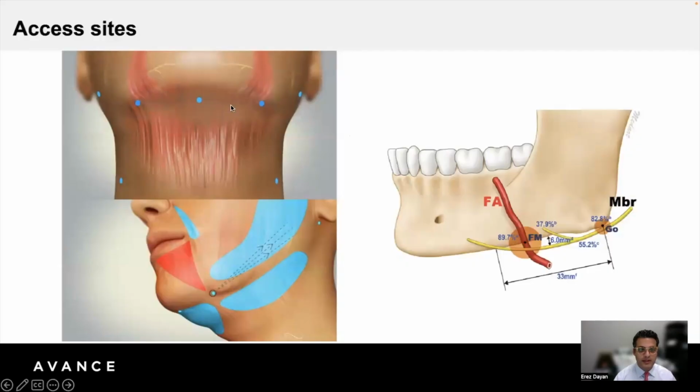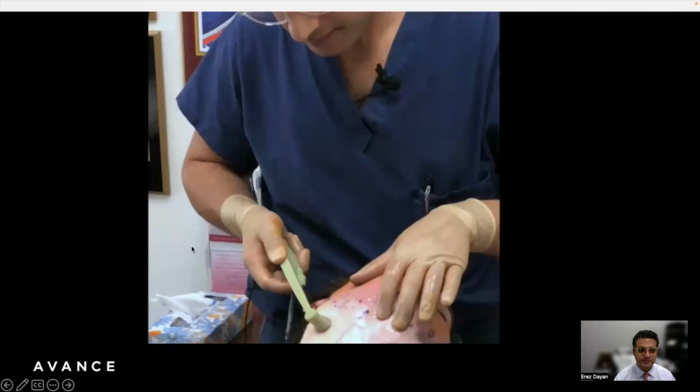And this is just a demonstration showing you what some of our access points can be. It's very flexible. The most important thing is to avoid this red area. This is the case both for liposuction and for energy-based devices to avoid the marginal mandibular nerve. That's the major danger zone in the lower face and neck area.